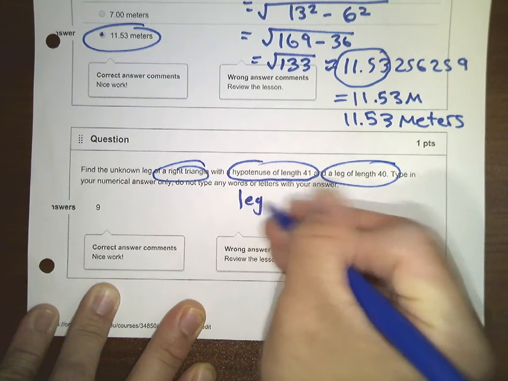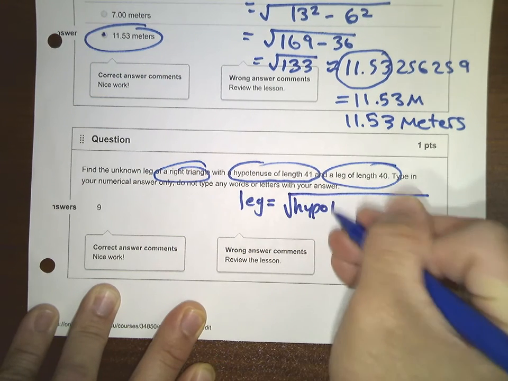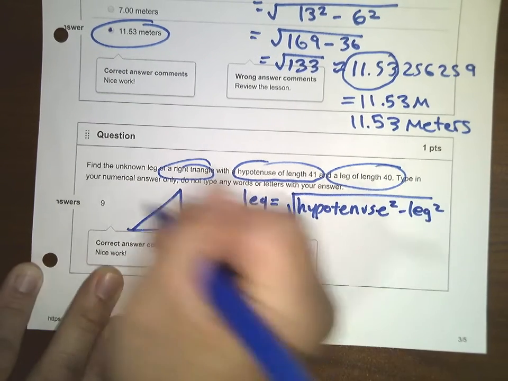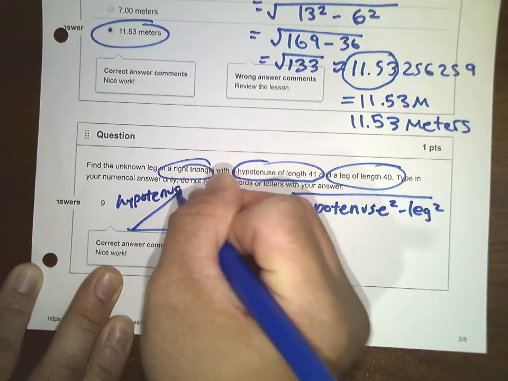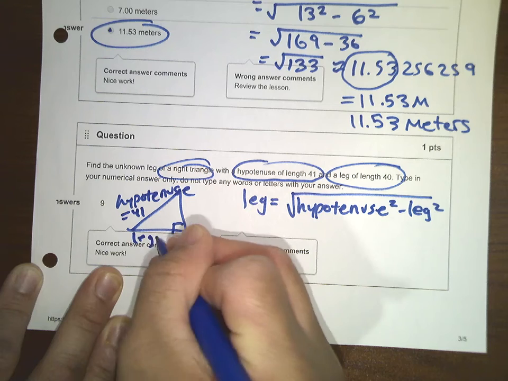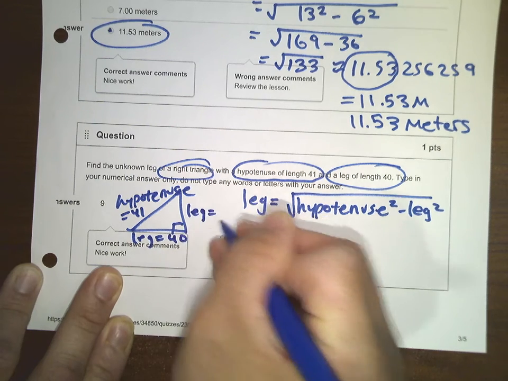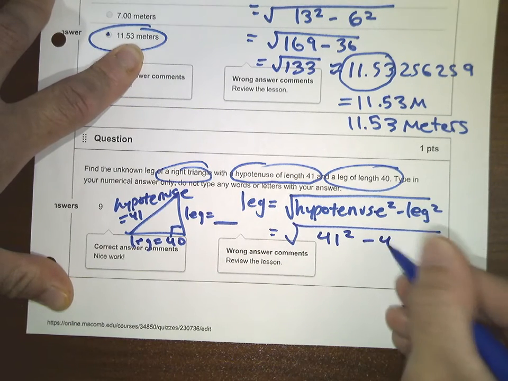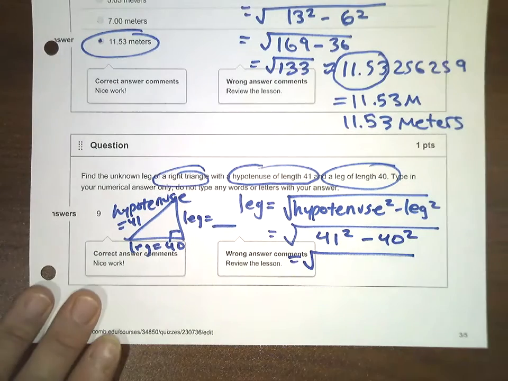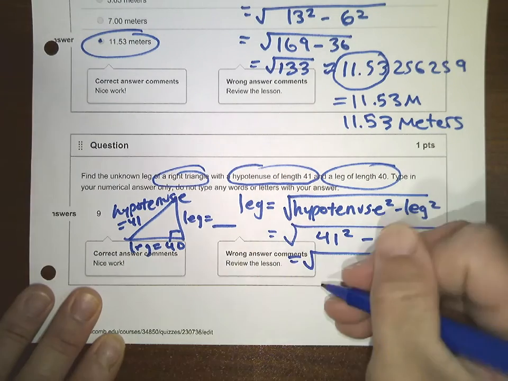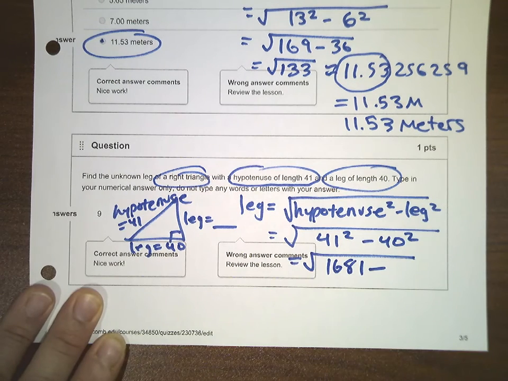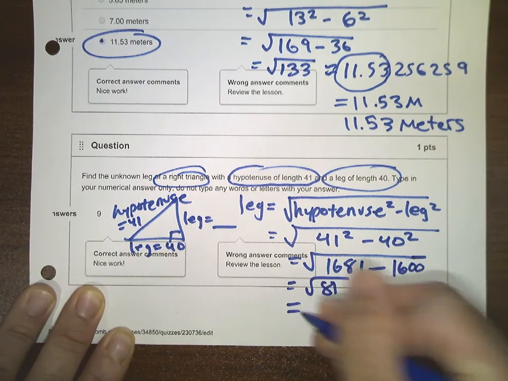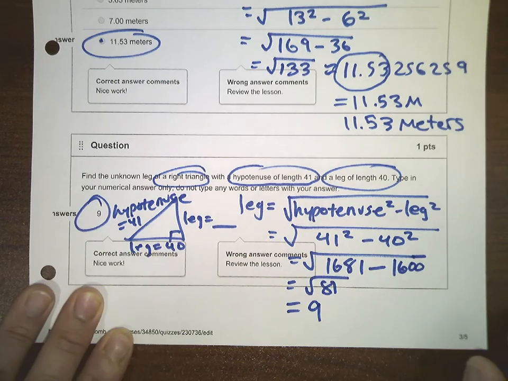So remember I said leg is square root of hypotenuse squared minus leg squared. So you can draw the diagram if you want. Here is the hypotenuse, and it is a 41, and one of the legs was 40, and we want this missing leg length right here. All right, so square root of hypotenuse squared, so that's 41 squared minus leg squared, 40 squared. So 41 squared is going to be 1681, and 40 squared is going to be 1600. If I subtract those, it's 81 under the square root, and the square root of 81 is 9. So there's my answer right there.